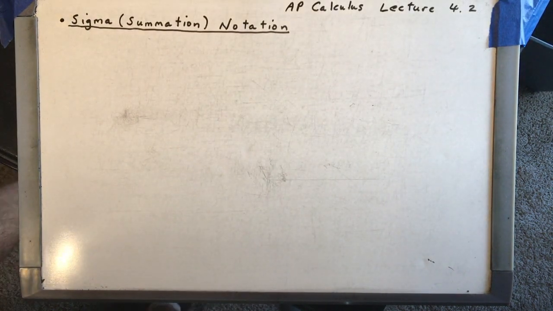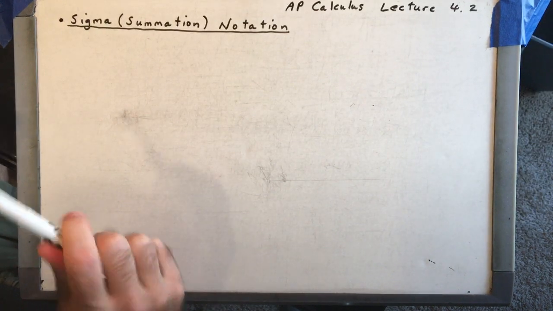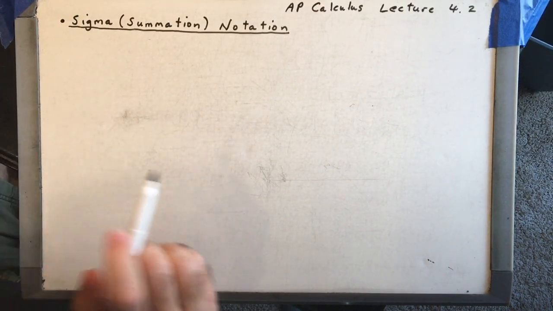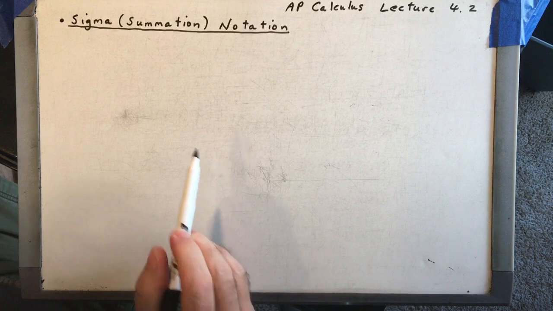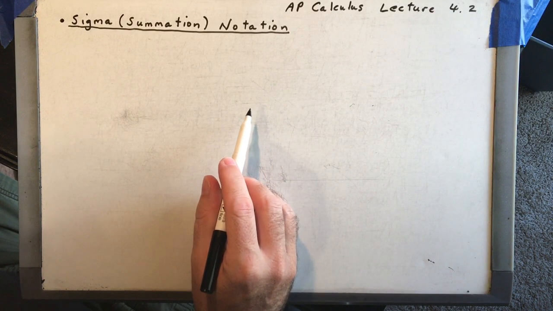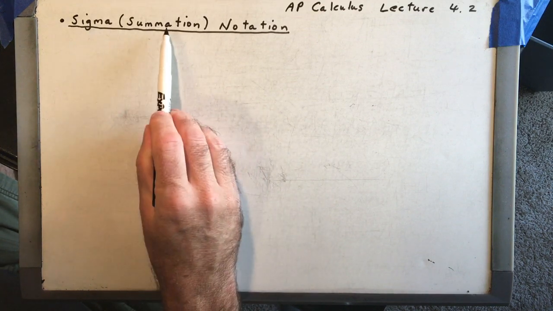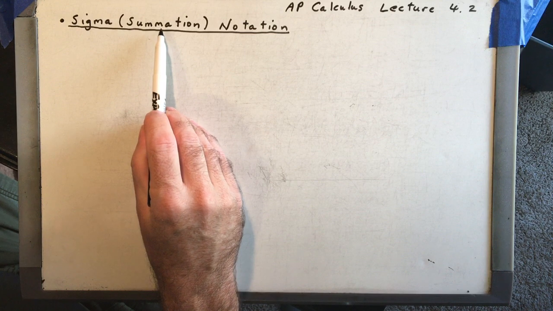Okay, this is AP Calculus Lecture 4.2. The first part of today's lecture, in fact all of today's lecture, really doesn't involve any calculus. We're just using concepts that lead to future calculus concepts. The start of today's lecture is called sigma. I introduce you to sigma or summation notation.